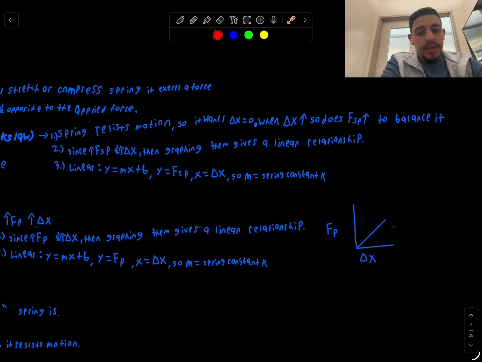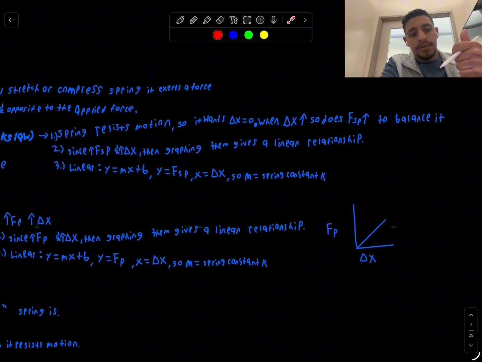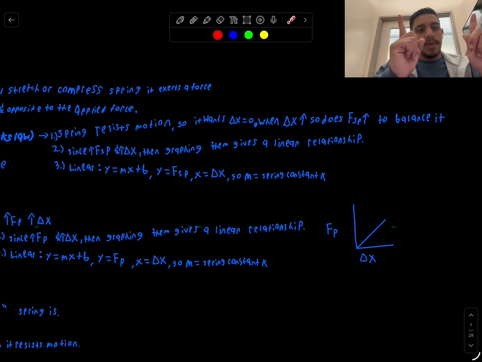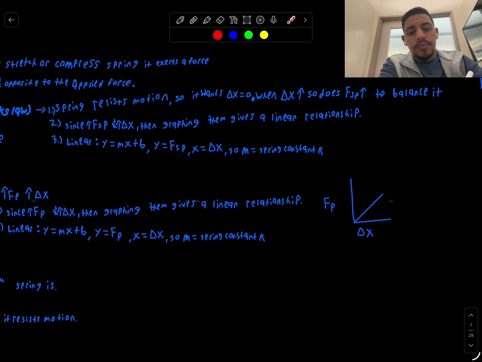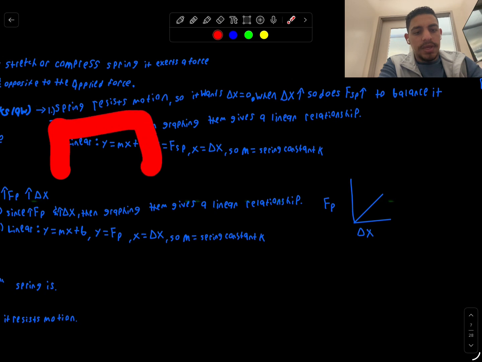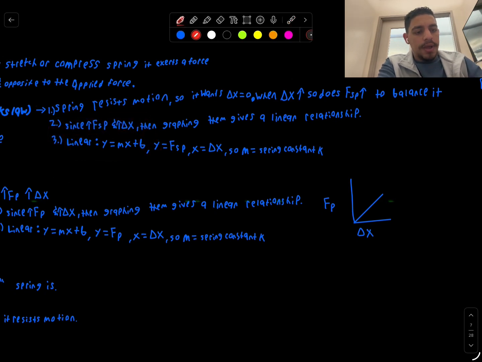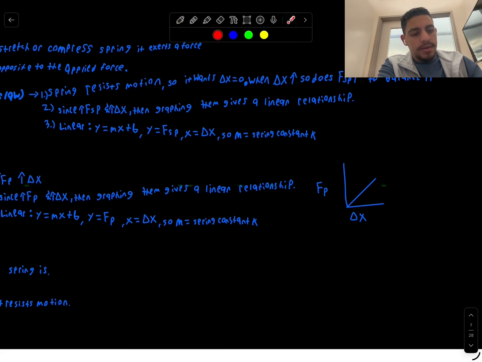Since the force of the spring and delta X are both increasing, they both go up in magnitude. You see that graphing them gives a linear relationship, meaning that you can label it with the equation y equals mx plus b. And what you get is that y is equal to the force of the spring and x is just the change in x. Going back to this linear equation, y equals mx plus b, you can draw a graph, which we drew over here on the side.